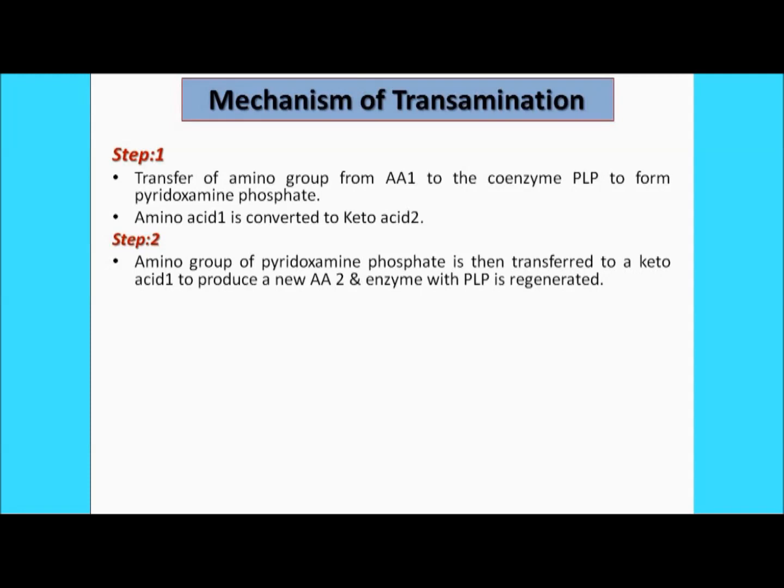Now what is step 2? Step 2 is where the amino group of the pyridoxamine phosphate, which has formed earlier, is then transferred to keto acid 1, which has already formed in the earlier step, to produce a new amino acid 2. That is the sequence after the transfer. Amino acid 2 forms after the transfer, and the enzyme with the PLP is regenerated. This PLP will be regenerated for the next transamination reaction.